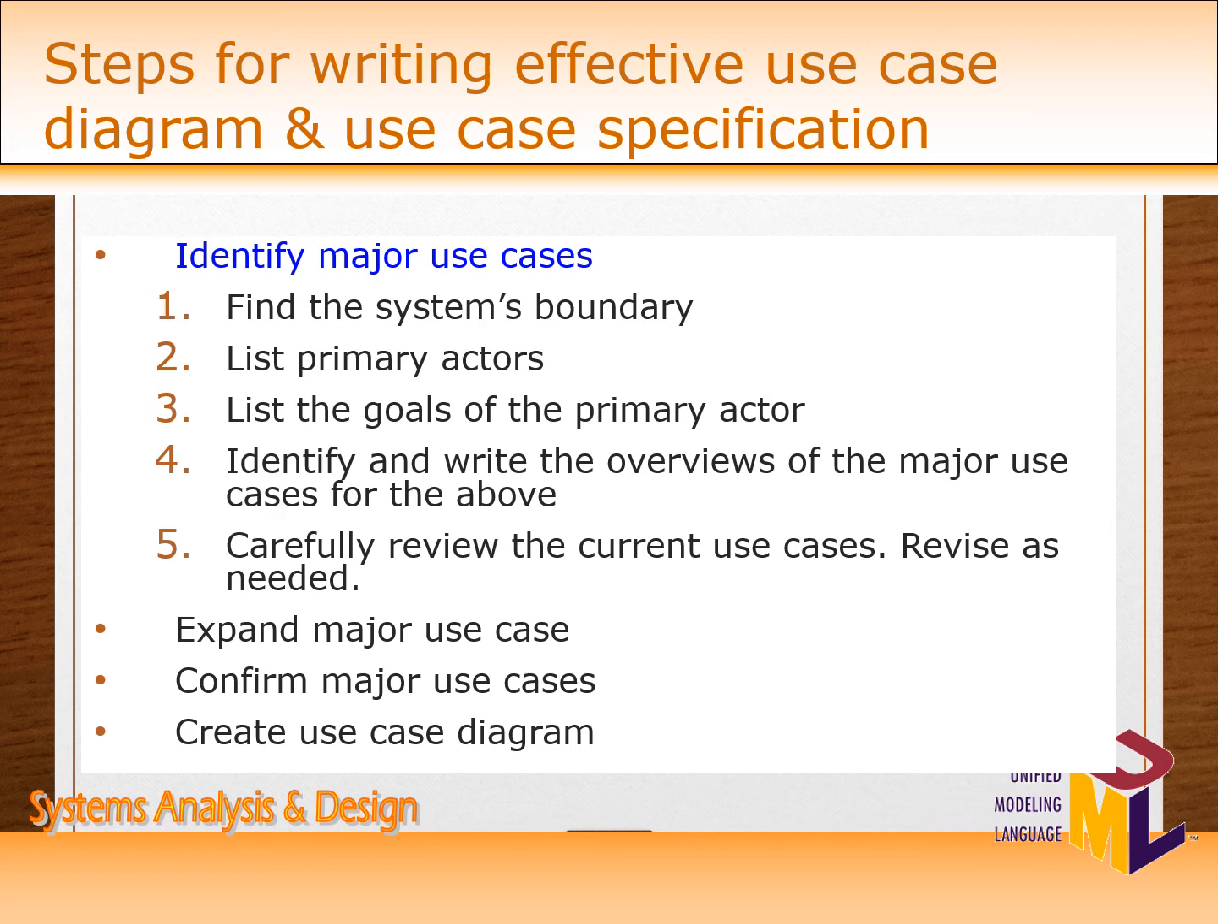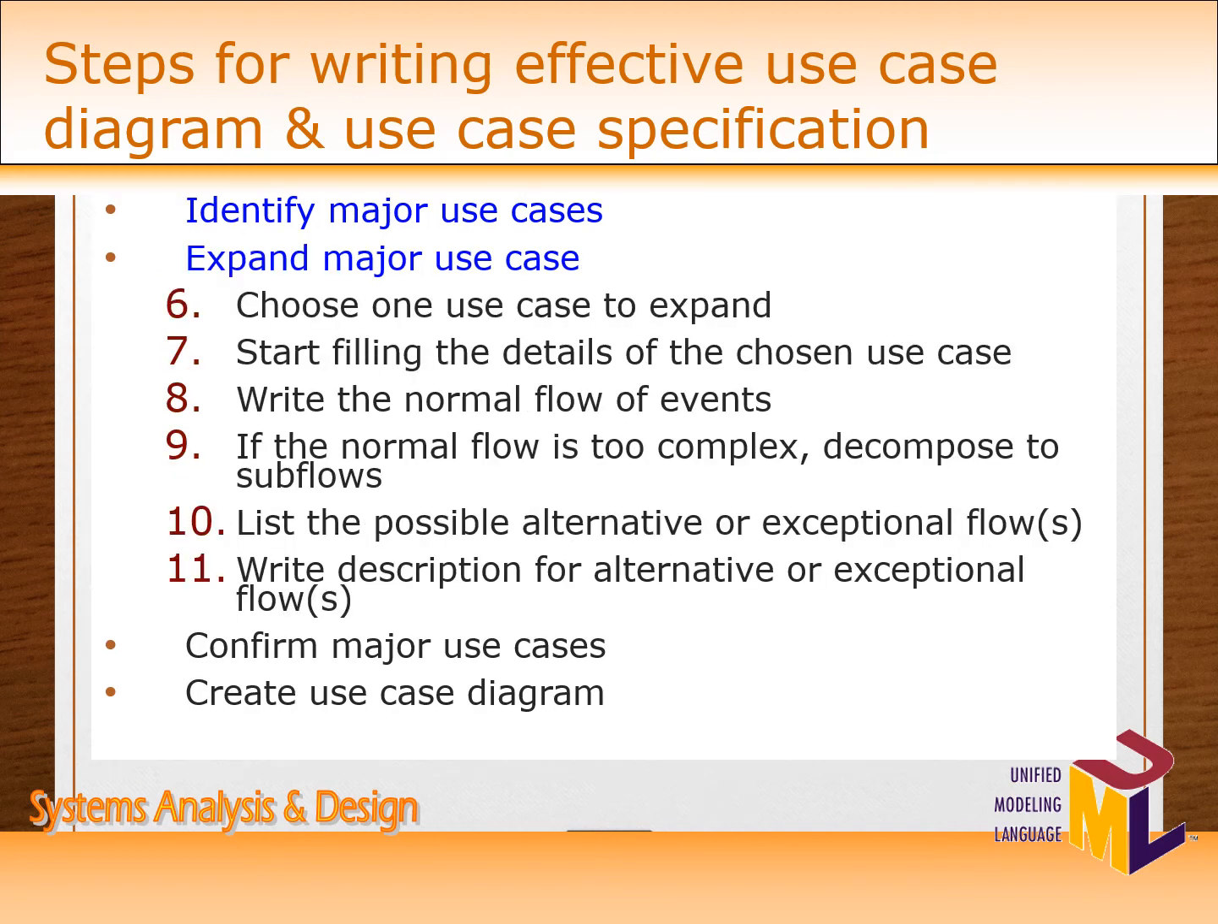After you get the happy flow, the normal flow, you start thinking about whether there is any error that might happen or alternative options. Then after you have confirmed this, you start drawing the diagram, and then you expand the major use case. You start filling in the details, right now in the normal flow.